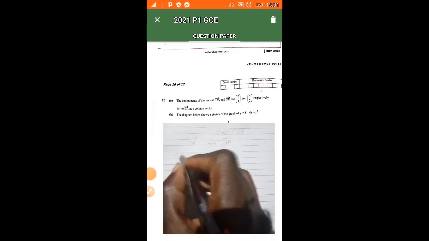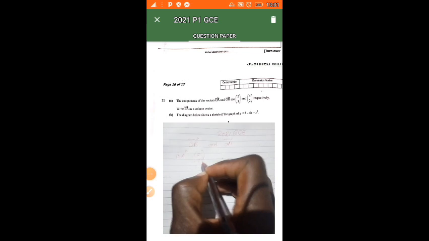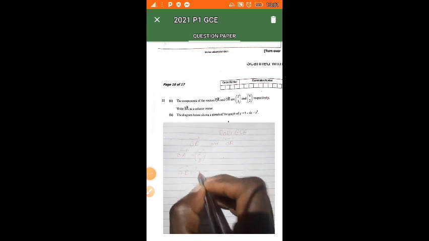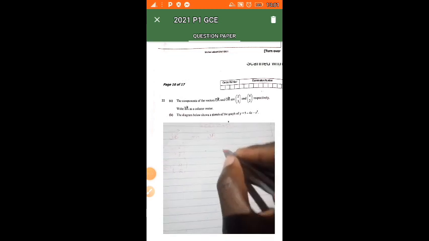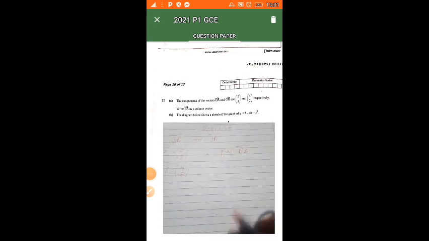So write OA is 2, 3, and OB is 4, 2. Okay, so these are the column vectors. Now the question is saying find BA. BA, according to the way it is written, is a column vector too. So to find the solution, you have to draw a simple diagram again to illustrate what is going on here.